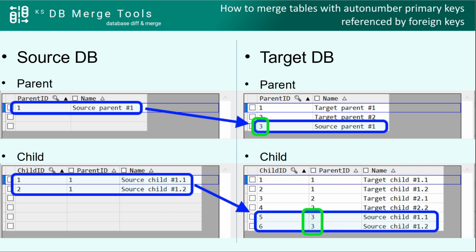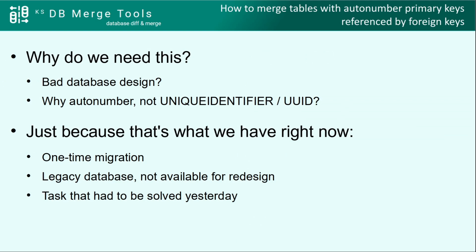Source parent got the next available ID of 3, and this means that source children would have to use this ID as well. We're not going to discuss why we need to do this. It can be a bad design for a multi-database system if data needs to be combined, or that we need to use UUID data type instead of autonumbers or something like that. We love to dream about the ideal world where we design the perfect software from scratch, but in the real world it can be just some urgent task, or a one-time data migration, or a set of legacy databases that are not available for redesign. Sometimes we just have what we have, and this needs to be done with autonumbers.